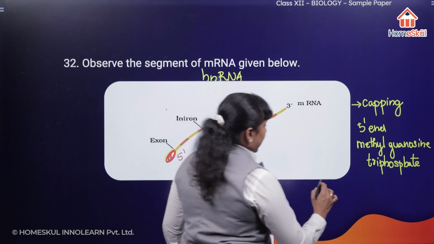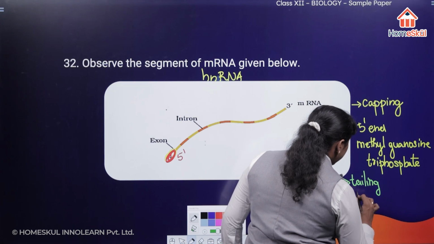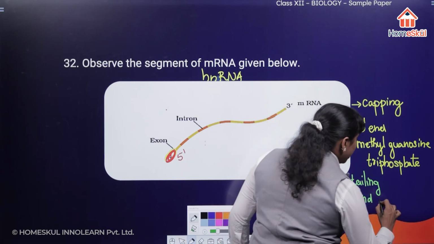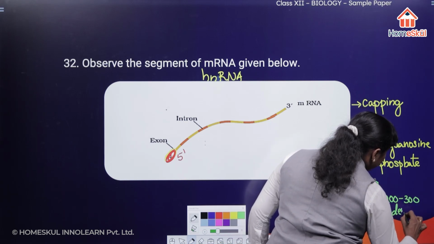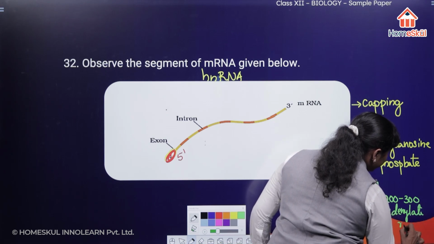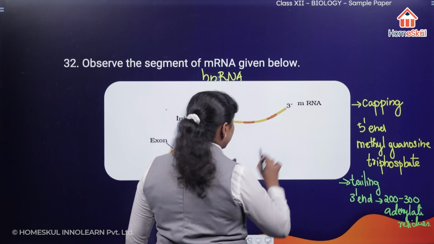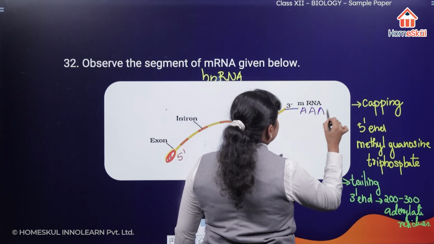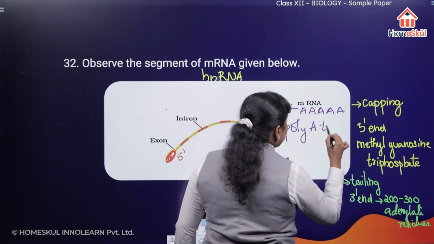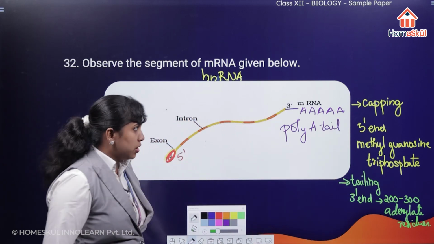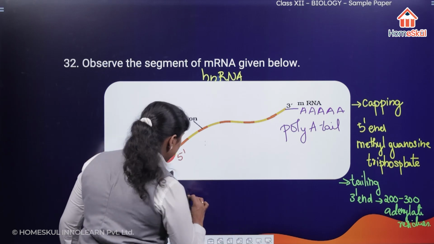Then what happens? Tailing occurs. Here at the 3' end, 200 to 300 adenylate residues are added. See, here in the 3' end, numerous adenylate residues will be added. This is the poly A tail. A poly A tail will be formed. So, capping occurs, tailing occurs, and finally what happens then?